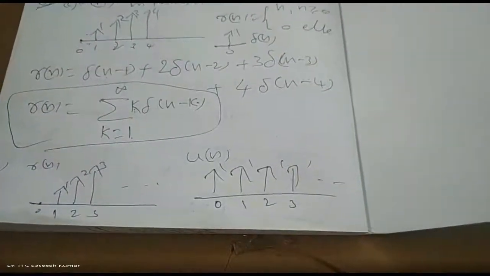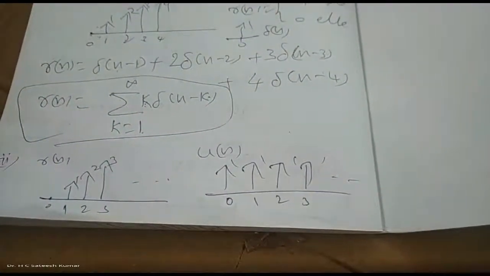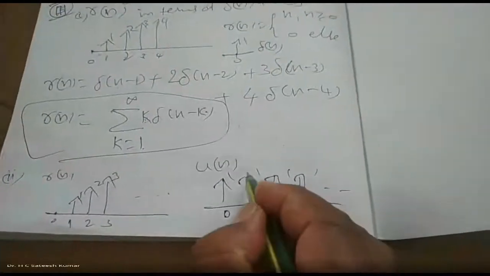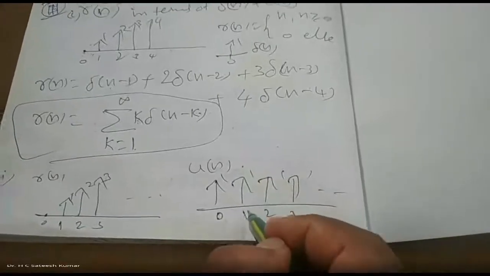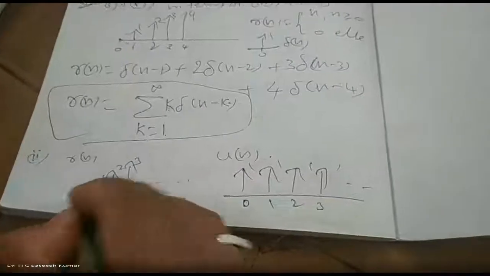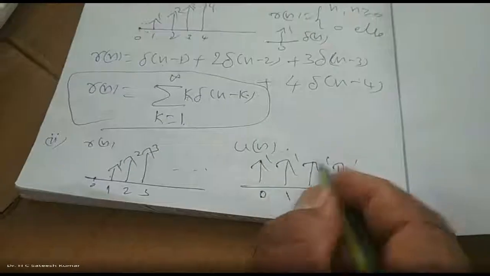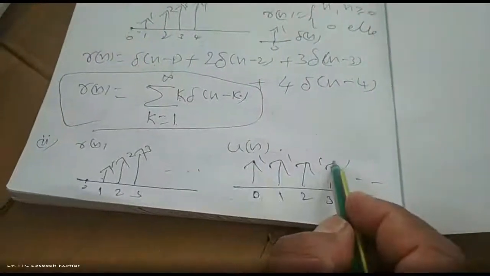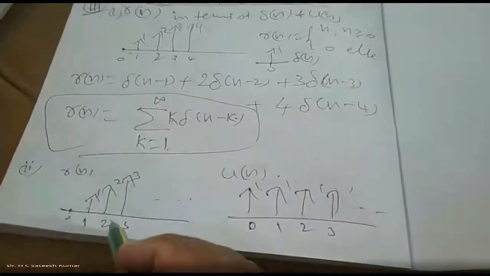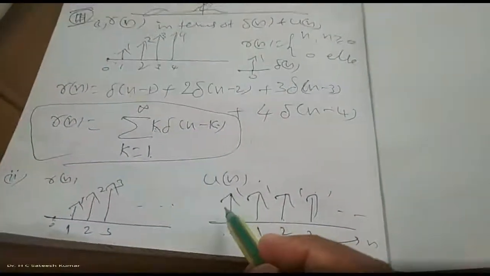Same thing, right? R of n in terms of u of n. At 0, its value should become 0, at 1 its value should become 1, at 2 its value should become 2. That means the amplitude, see here in u of n it is constant, but in r of n it is increasing. So 0, 0, 1, 1, 2, 2, 3, 3. Whatever the value of n is, that much amplitude you will have. Therefore, what should you do?